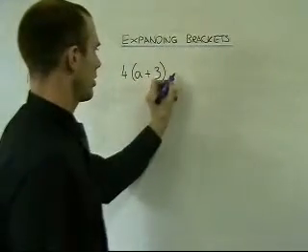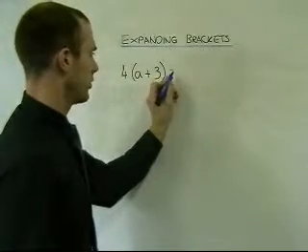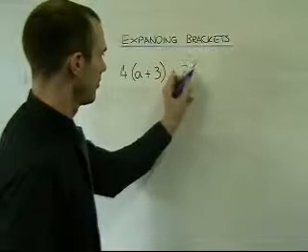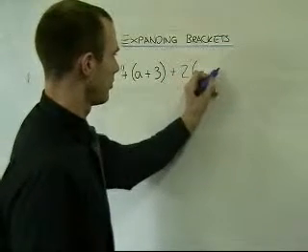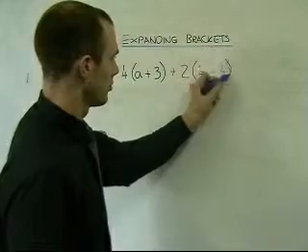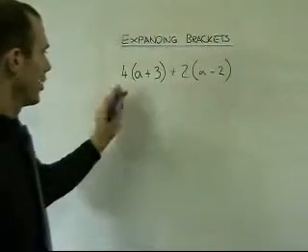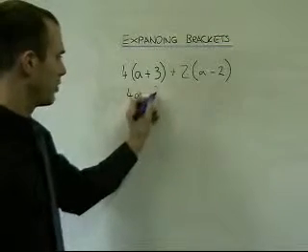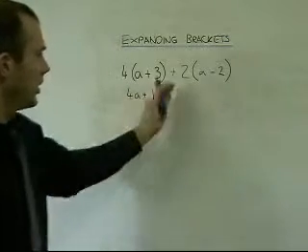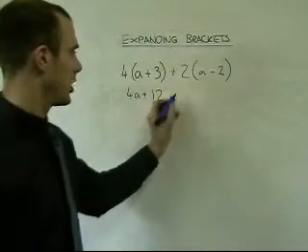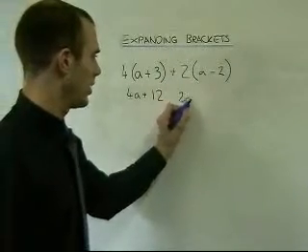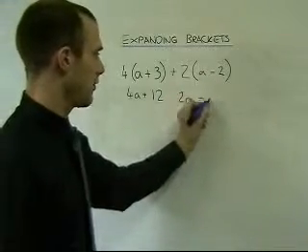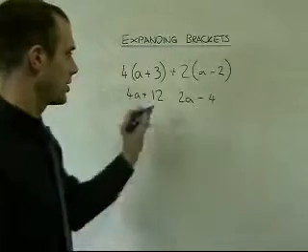Simplifying and expanding the brackets can be more difficult if there are negative signs involved. We'll start off with a negative sign inside the second bracket. So first of all we have 4 times a, which is 4a, 4 times 3, which is 12, with a plus sign. Over here we have a positive 2 times a, which is 2a, and a positive 2 times a negative 2, which is a negative 4. We write that in as so.